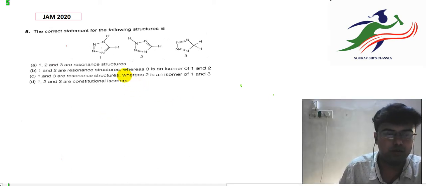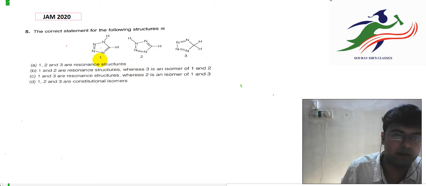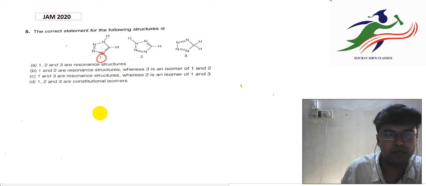Well, to solve this question, let us first focus ourselves on these three compounds. Let us first write down the chemical formula of the first compound, this one. It would be, see, there are 1, 2, 3, 4 nitrogen atoms. Here we have one carbon atom and two hydrogen atoms.